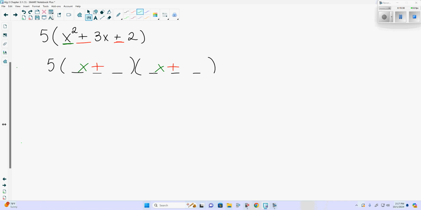Our third term is what? 2, yes? Well, what are the factors of 2? 1 and 2. Our only factors of 2 are 1 and 2, yes? All right, we're just going to stick them in. Where do you want to put the 2? In the first set or the second? First one. First, second.